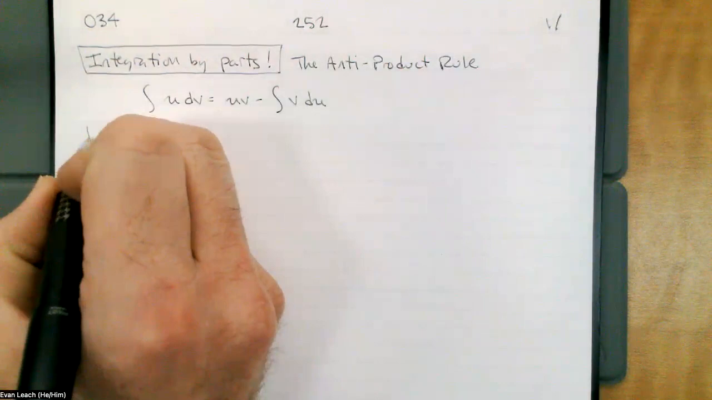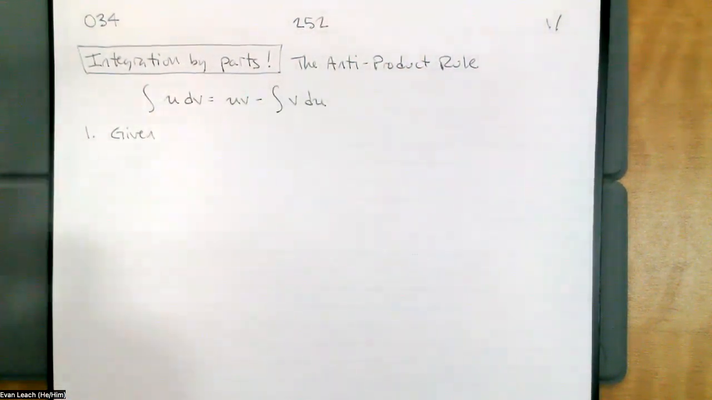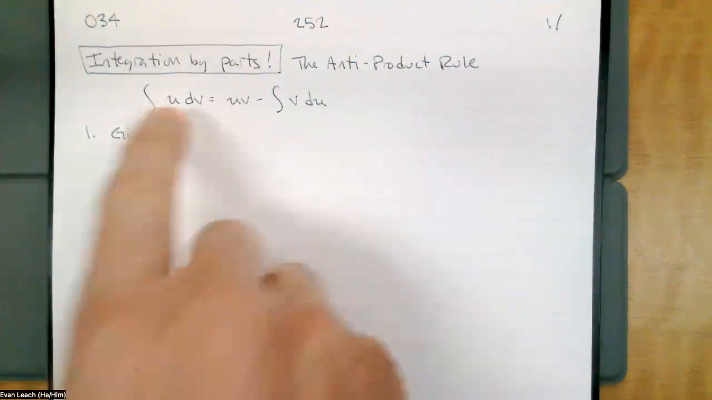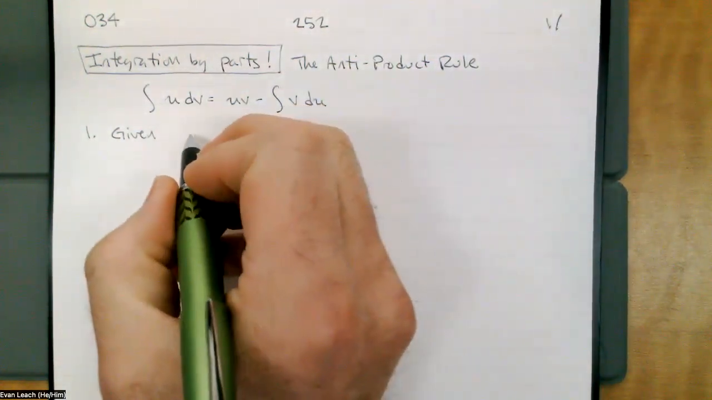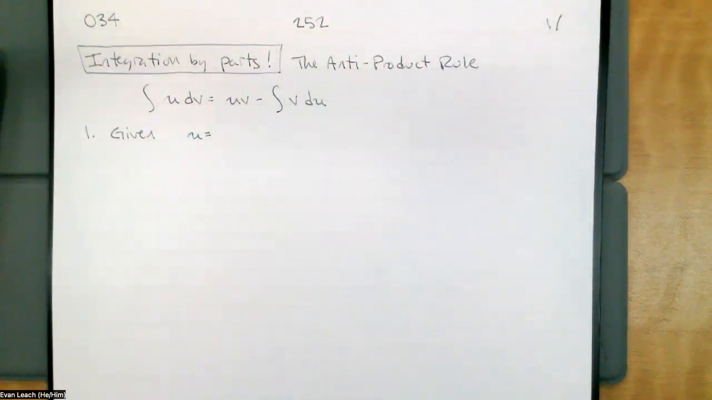So the first thing you want to do is identify your givens. There are 4 parts in the parts formula: u, du, v, and dv. Over on the left, this is the integral we're starting with. Those are the given parts. And we get to decide what is u and what is dv. So u, and then the other part is dv.